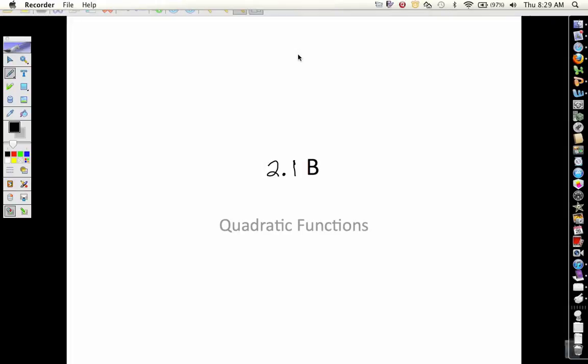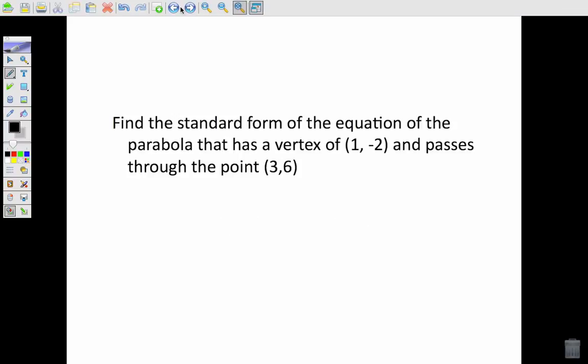This video is going to be a continuation of section 2.1 pre-calculus quadratic functions, and we're going to practice a little bit with the quadratic function where you have to write equations, find x-intercepts, and I'll show you different methods. All right, first of all, it says find the standard form.